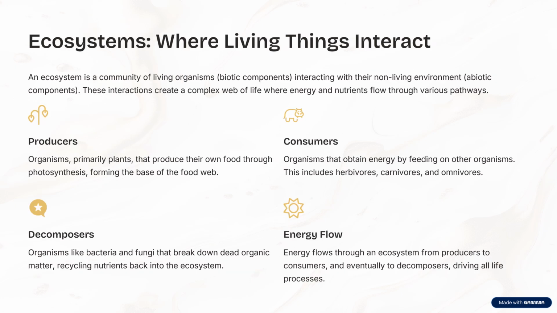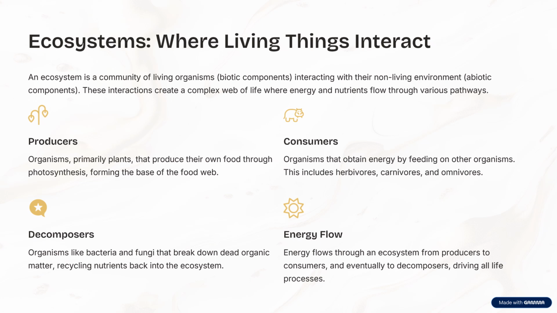Ecosystem, where things interact. The ecosystem is the community of living organisms interacting with their non-living environment. This interaction creates a complex web of life where energy and nutrients flow through various pathways. Basically, ecosystem is the food web or the food chain. An ecosystem comprises the interrelationship between living organisms and their physical environment.